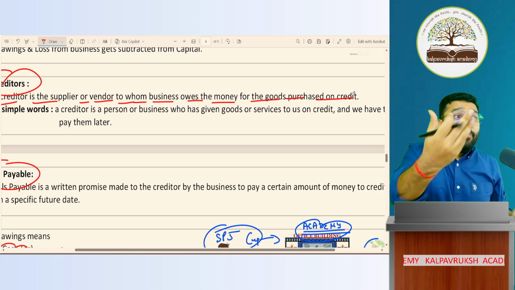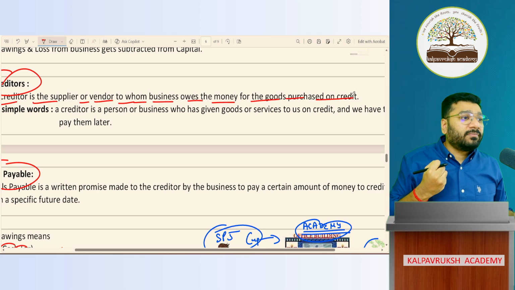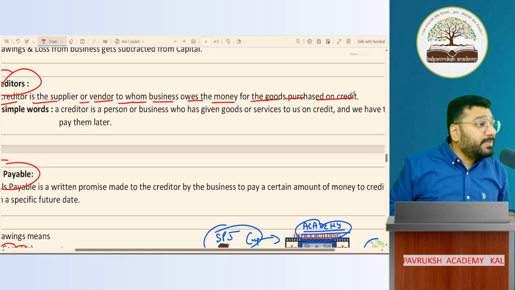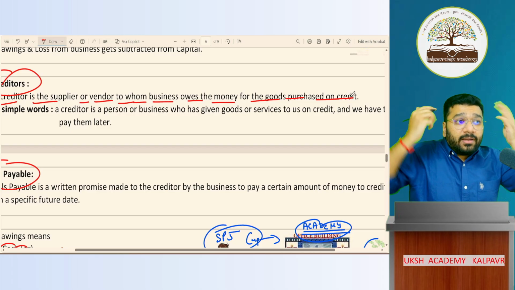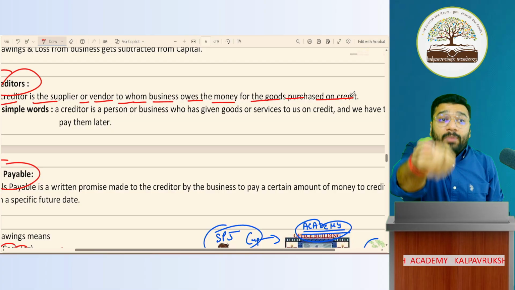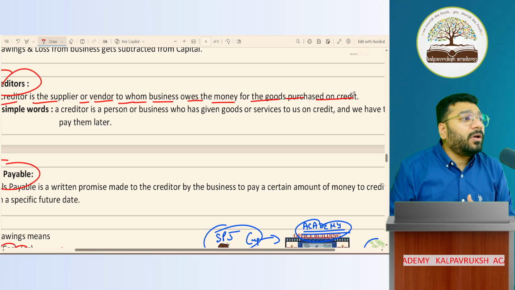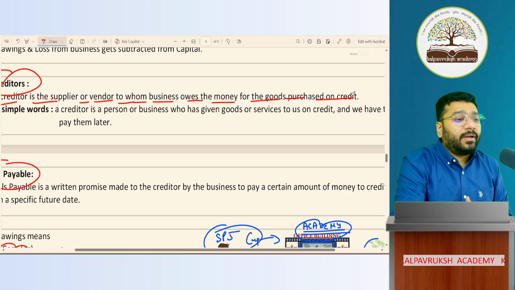Asset means what? How much should I receive from someone in future? That also, if I forget, means it's a loss for the business. So it's important for me to remember and make a note of all those people from whom I have to receive money and to whom I have to pay money, or else it can be a loss to the business. Got it, not got it?